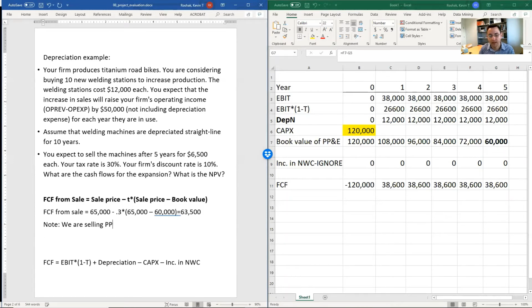A little note here: we're selling PP&E. This is a reverse CAPX. When we bought the stuff, that was a positive CAPX. We're buying new machinery. When we sell it, it's like a negative CAPX. It's doing the exact opposite. So where we bought things for $120,000, now we're selling things, and that's going to have a cash flow effect of $63,500.